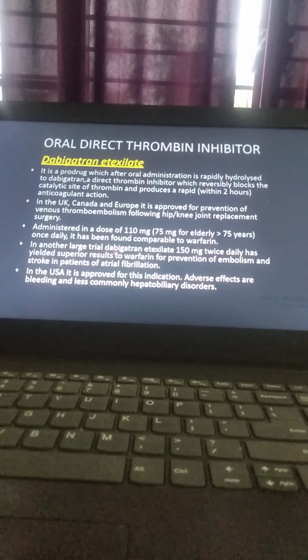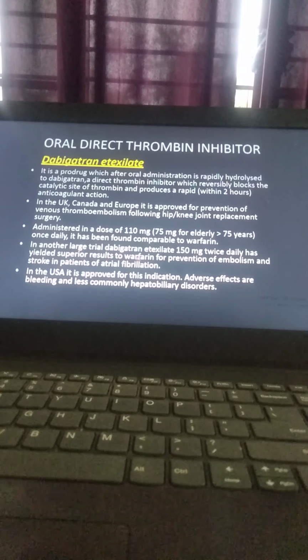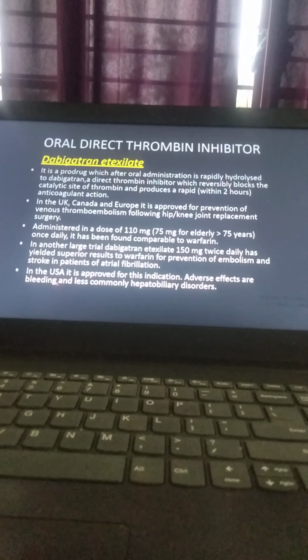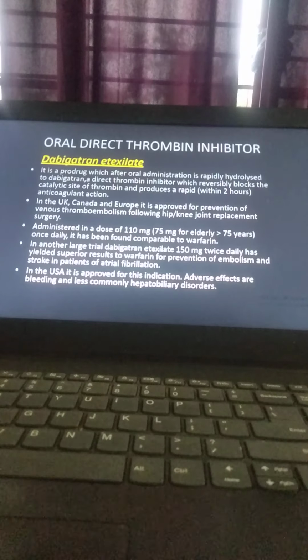In another large trial, dabigatran etexilate 150 mg twice daily has yielded superior results to warfarin for prevention of embolism and stroke in patients with atrial fibrillation. In the USA, it is approved for this indication. Adverse effects are bleeding and, less commonly, hepatobiliary disorders.